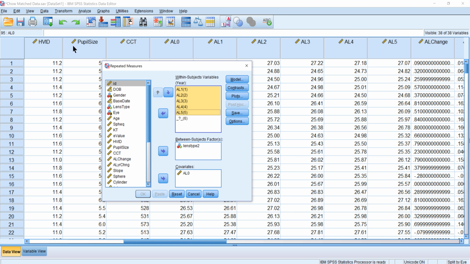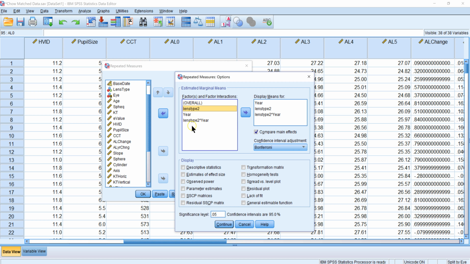So we can start off simply by going to repeated measures. Factor 1, we're going to have 6 years. And we're going to put in 0 through 5 years. And our between subject factor this time is lens type 2. And under options, we have these 3 things.